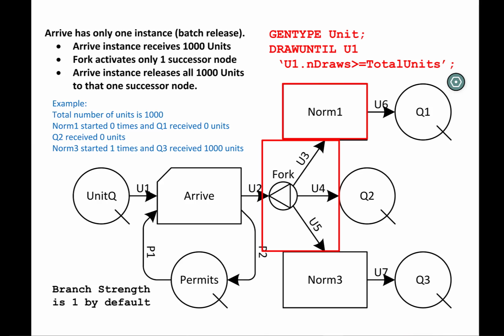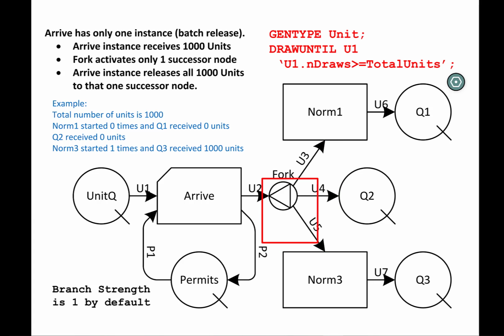If the successor node is norm1, it will create an instance. If the successor node is Q2, it will simply await the delivery of resources. If the successor node is norm3, then it will create an instance. This way, the fork activates only one successor node. After that node has been selected, the terminating instance of activity arrive will release all 1000 units to that one successor node.